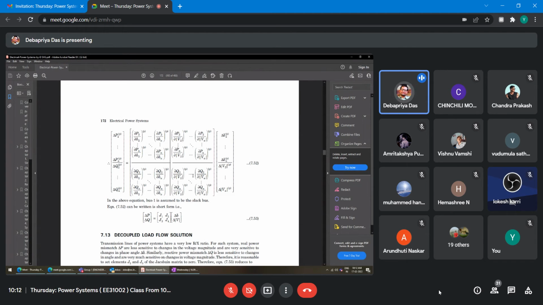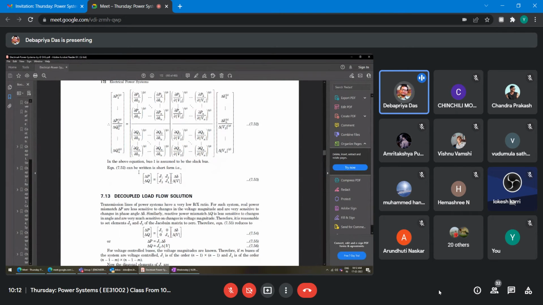That means overall, this whole matrix will be 2 into n minus 1 by 2 into n minus 1, right? Each one is n minus 1 into n minus 1. This is also n minus 1 into n minus 1. This is also n minus 1 into n minus 1. This is also n minus 1 into n minus 1. So the whole matrix will be 2 into n minus 1 by 2 into n minus 1. So each of J1 is an n minus 1 into n minus 1 matrix, right?